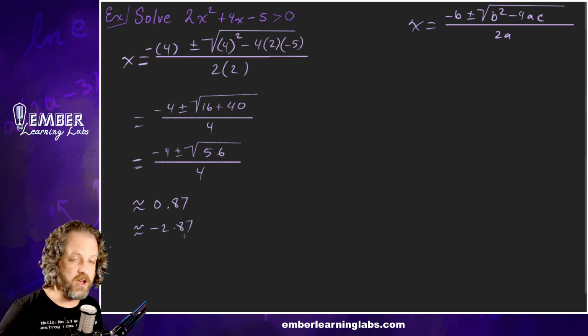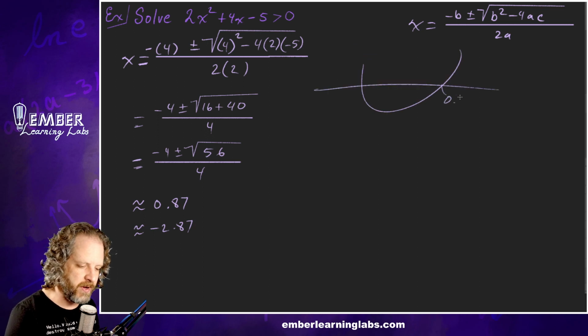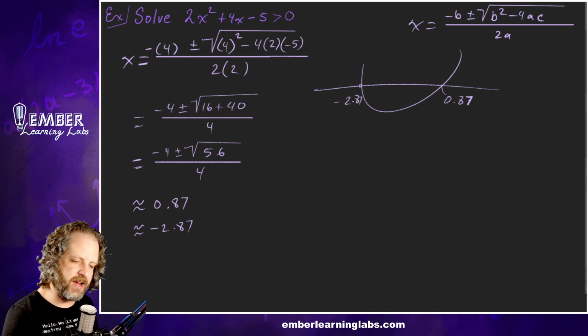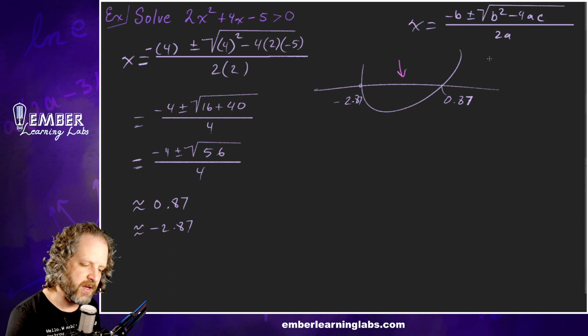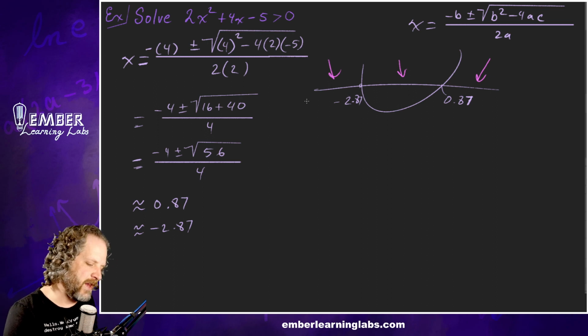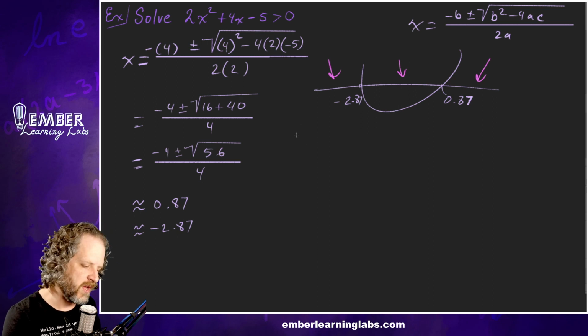Approximately equal to -2.87. So this is a parabola opening up, and it's got 0.87 and -2.87, right? So we need to check things on this graph. We need to check this interval and this interval and that interval, right? We got to check all of those. So what's a number over here? How about -3? That sounds reasonable. We're going to plug a -3 in here and see if it works.